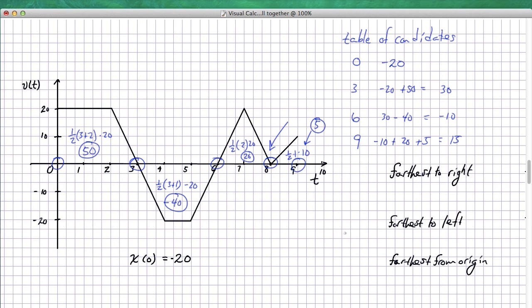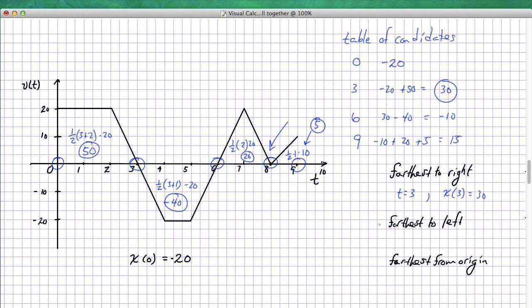When are we farthest to the right? This is our farthest to the right point. Now, it's important that we are careful in understanding what a situation asks for. Are they asking for when are we farthest to the right, which would be at t equals 3, or how far to the right are we when we are farthest to the right? X of 3 equals 30.